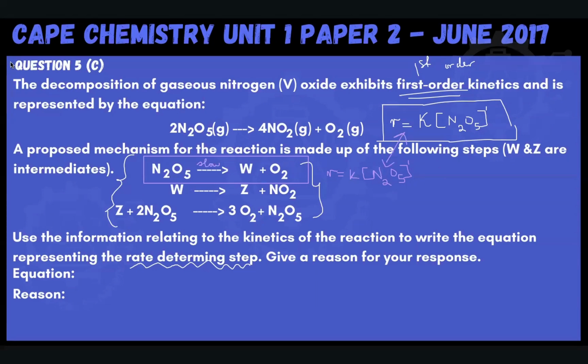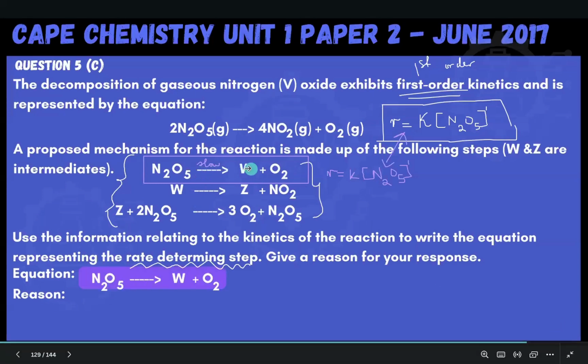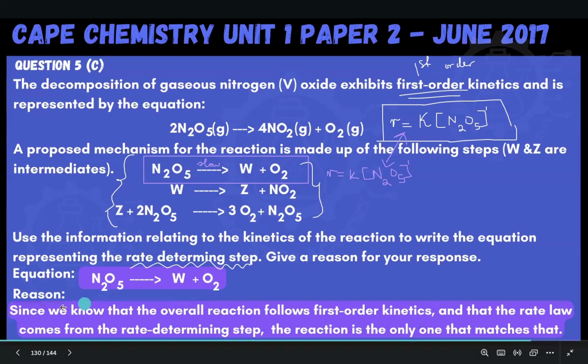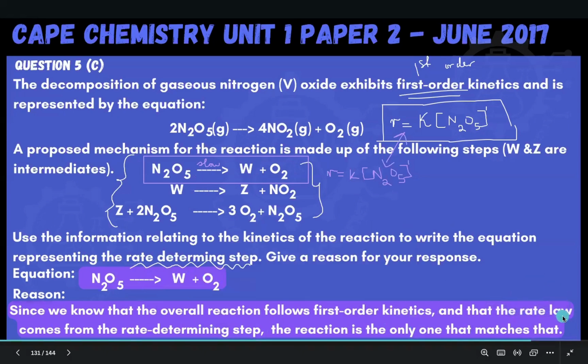And so let me just populate those here. So here is the equation. It's this one that represents the rate determining step. And here's my reasoning: since we know that the overall reaction follows first order kinetics and that the rate law comes from the rate determining step, this reaction is the only one that matches that. Okay, so let's move along.